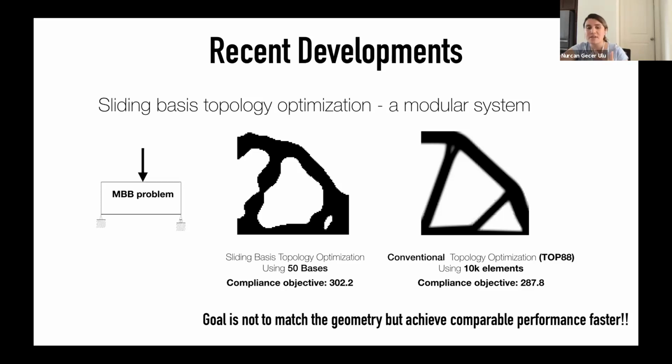And what we see is we get comparable objective values. And one thing I will point out here is that the goal is not to match the geometry. Since we are using a reduced order method, we already know that we're not going to get the same geometry. But the idea is to be able to achieve comparable performance faster, so that we can enable new applications.